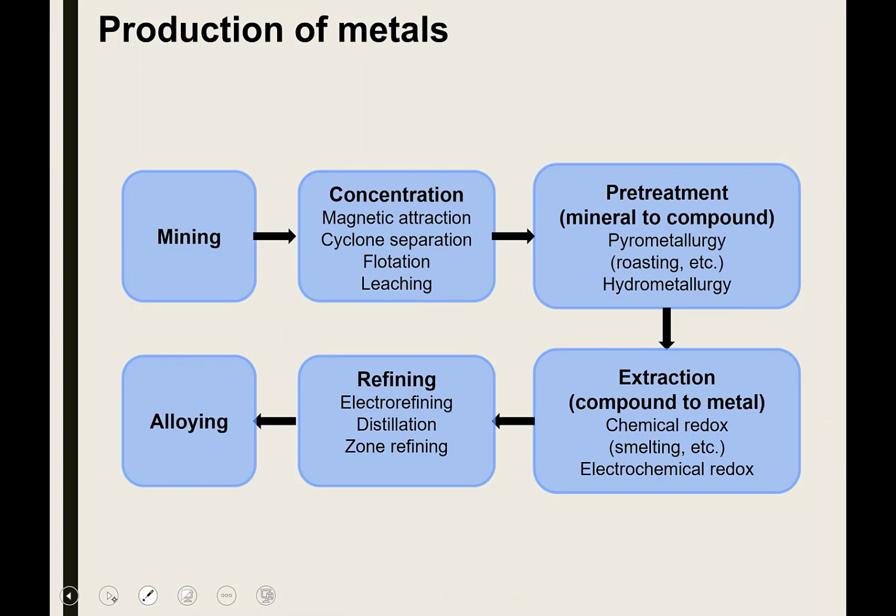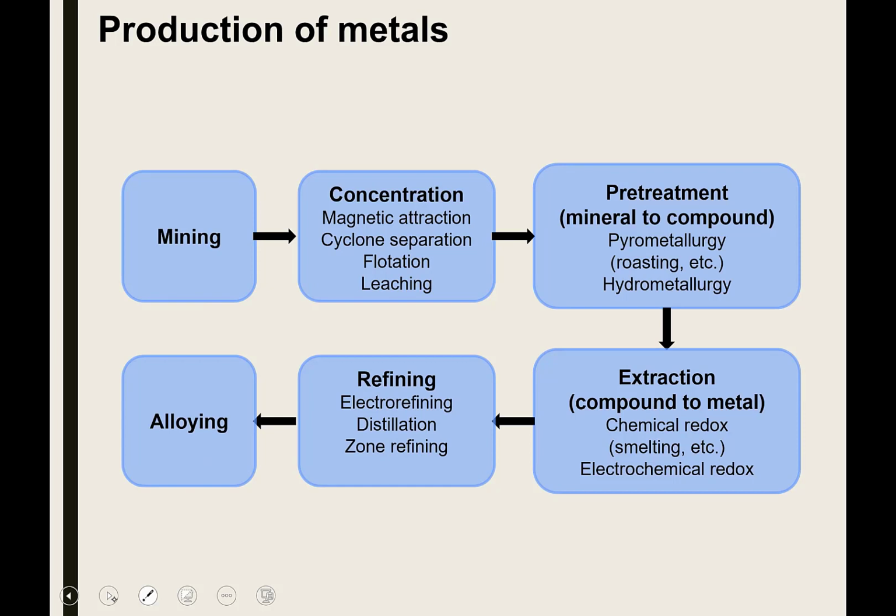That includes concentrating the mineral using magnetic attraction, flotation, or leaching to make sure you have a higher concentration of the element of interest, and then pre-treatment to convert the mineral to a specific compound of the element of interest. And that includes pyrometallurgy using roasting and hydrometallurgy using solutions. Once you have a pure precursor of the metal, you can put it into the extraction step, converting the compound into the target metal. And that usually is done using chemical redox reactions or electrochemical redox reactions in some cases, as we will learn later.